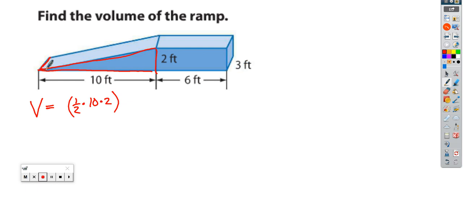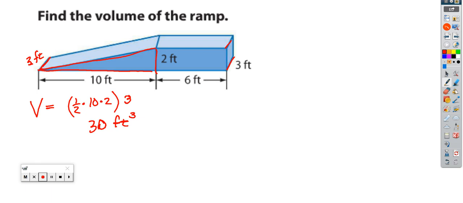So it's this measure right here. This measure is the same as this measure and this measure. So the height of this triangular prism is 3 feet times 3. Half of 20 is 10. 10 times 3 is 30. So the volume of my triangular prism is 30 cubic feet.